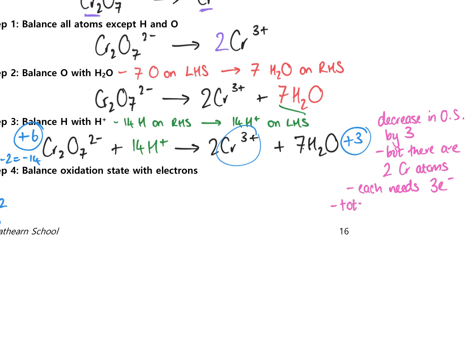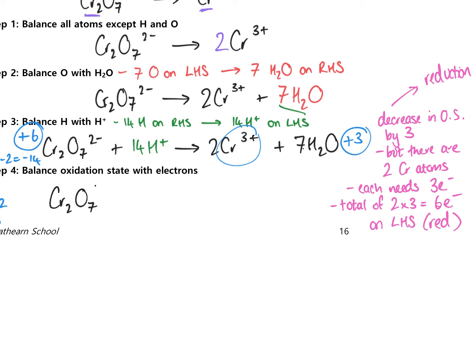So each needs 3 electrons. So that is a total of 2 times 3 equals 6 electrons needed on the left hand side because this is a reduction. Okay, decrease in oxidation state tells us that this is reduction. Therefore, the electrons are going on the left hand side. There's a decrease by 3, but that's for each chromium atom. So it's a total of 6 electrons needed on the left hand side. Let's write those in and then we'll see what that does to the charge and show that that is now balanced in terms of the charge.